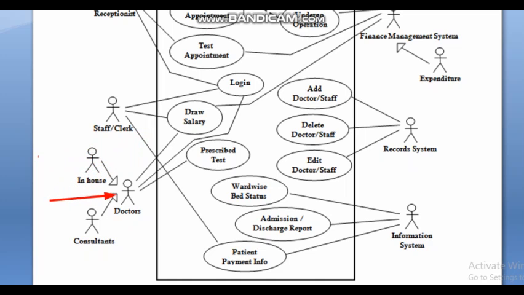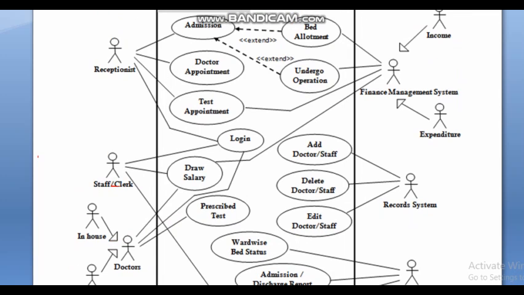The third actor here is called a doctor. So the doctor may be in-house, belonging to the same hospital, or he may be outside the hospital. So the doctor here is the third actor. Alright. Are you getting it? So the doctor can also log into this hospital management system. Salary is drawn by the doctor. The doctor can prescribe tests. Okay. So all these things are also carried out by the doctor. So this is one more actor which is interacting with this software system.